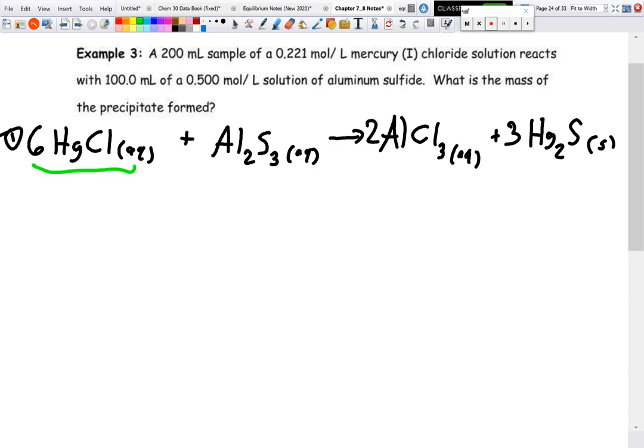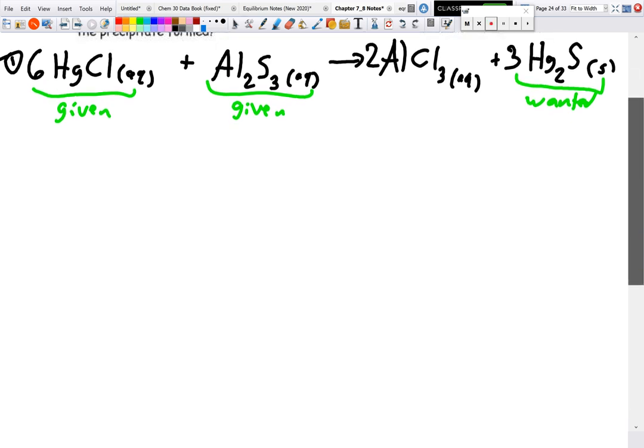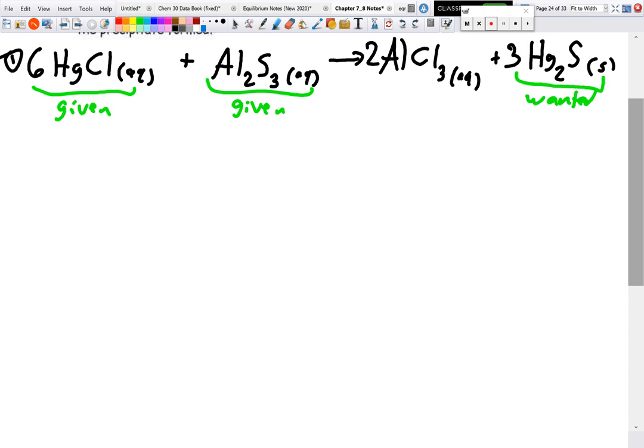And then, of course, this is given, this is given, what mass of the precipitate, this is the wanted. So if you already paused the video and worked through this one, go ahead and see if you can get the rest. Steps 2, 3, and 4 are going to be coming up in about 3 seconds, so please pause the video and see if you can get this one on your own.